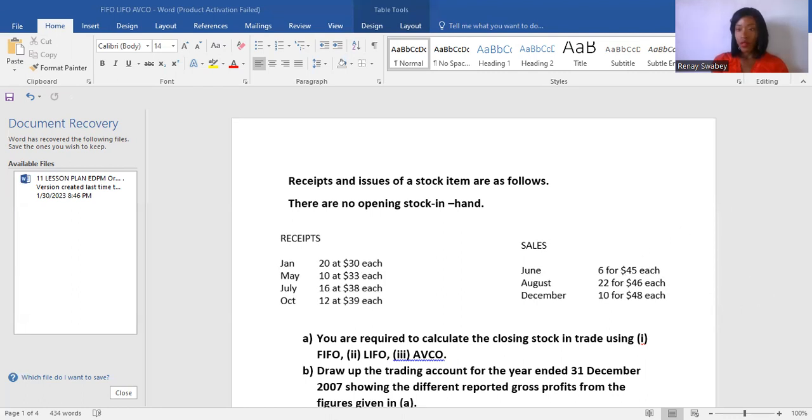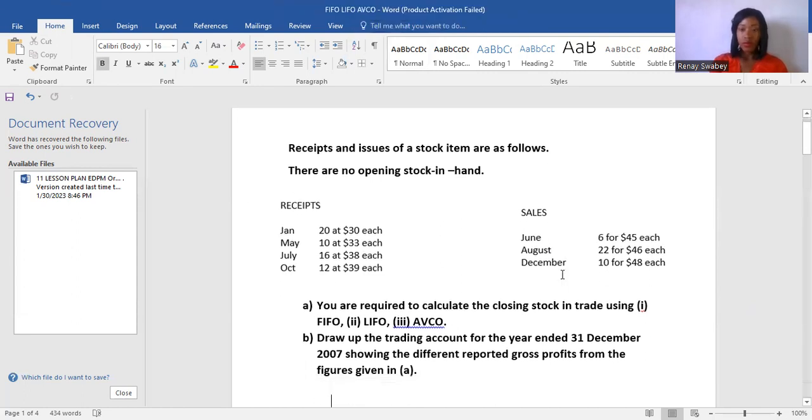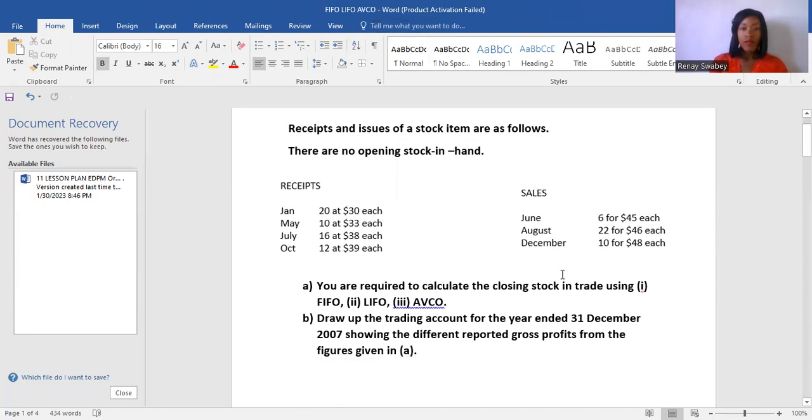Give me a second, please. Let me just scroll down. All right. The question continues. You are required to calculate the closing stock in trade using 1 FIFO, 2 LIFO, and 3 AFCO. The B part says, draw up the trading account for the year ended the 31st of December 2007, showing the different reported gross profits from the figures given in A. Now, let us focus on A at the moment.